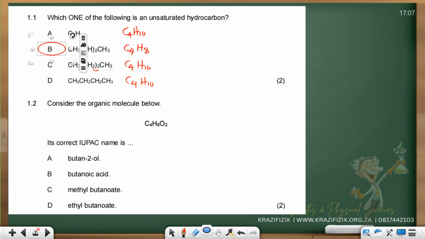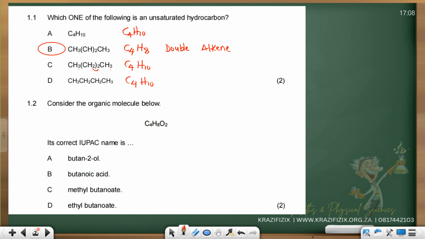So what is B? Is it an alkane, alkene, or an alkyne? Let's revise. Is it an alkane? Is it an alkene? Is it an alkyne? What would you say? C4H8. A quick way. What is 4 times 2? 4 times 2 is 8. So you are doubling it. It's a double bond. Very quick. So 4 times 2 is 8, which means it's a double bond. So it's an alkene.